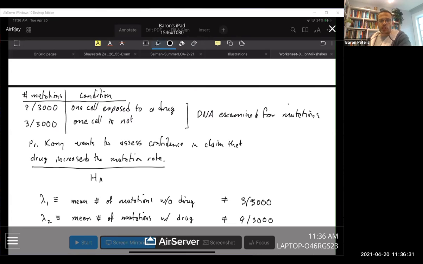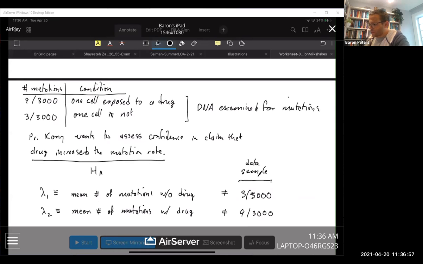The population has some mean, and these were the samples. This is the data from your sample. It is not the population parameters, right? So the claim that we make is about the broader population, and the data that we have is about this 3,000 base pair sample. So HA is the claim that the drug increases the value of lambda.